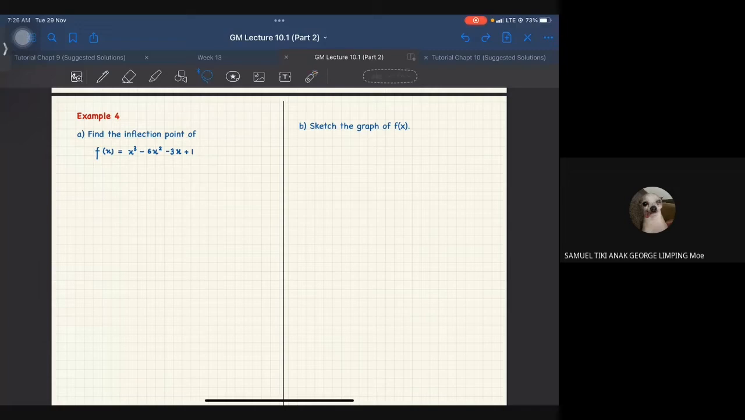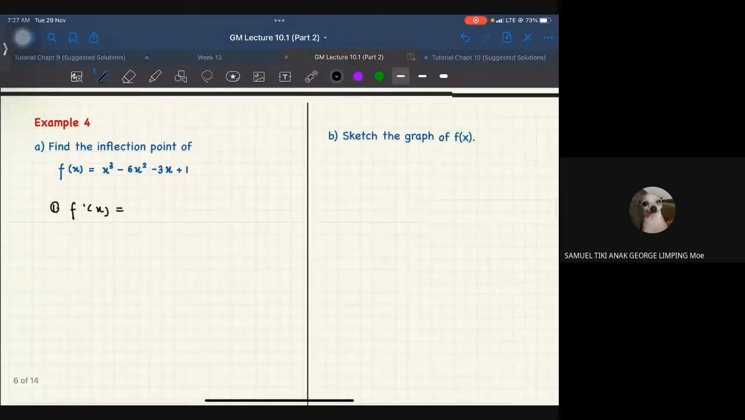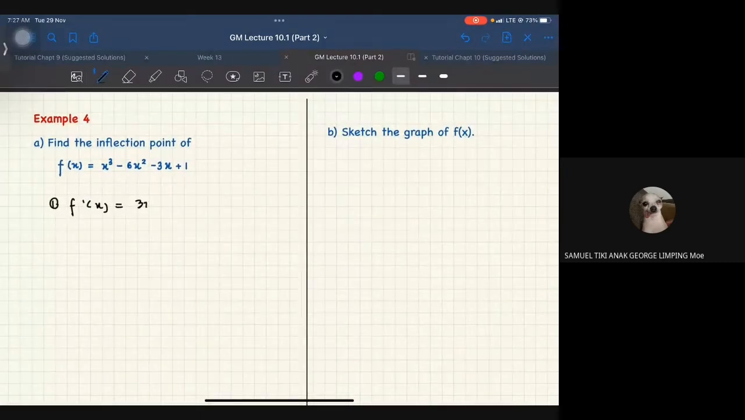Step pertama yang saya dah bagi tahu dekat awak tadi, kita kena cari first derivative lah. Right, so first step, finding the first derivative. So we will get f prime of x equals to 3x square minus 12x minus 3. Okay, so this is my first derivative.